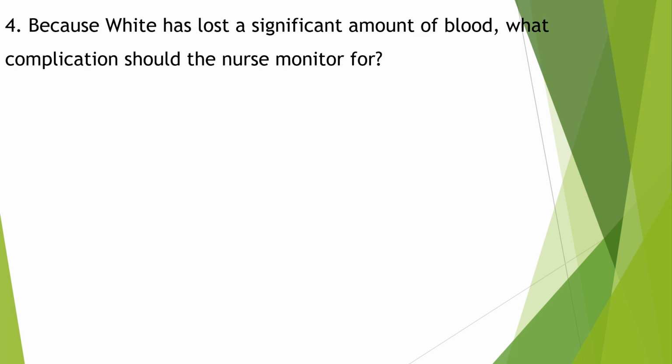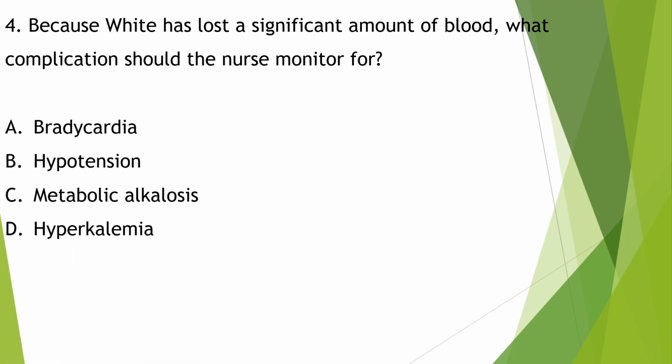Because White has lost a significant amount of blood, what complication should the nurse monitor for? Bradycardia, hypotension, metabolic alkalosis, hyperkalemia. Severe blood loss contributes to low hemoglobin and hematocrit, possibly resulting in hypotension. The nurse should expect to monitor for abnormal lab values, notify the physician, and prepare for transfusion of blood products.